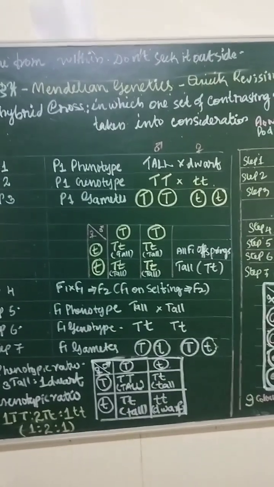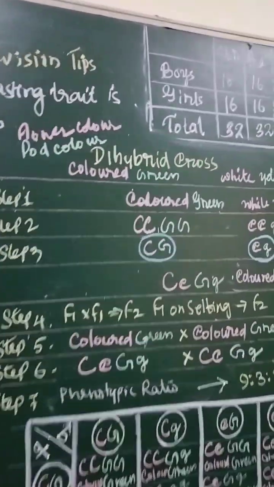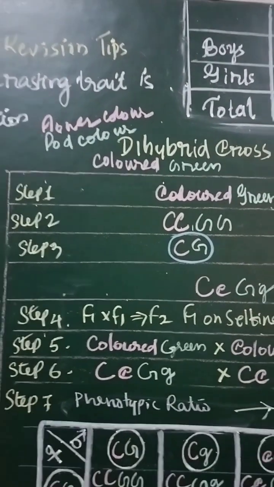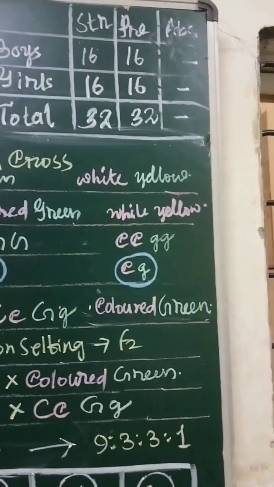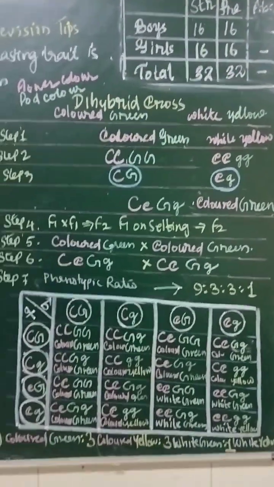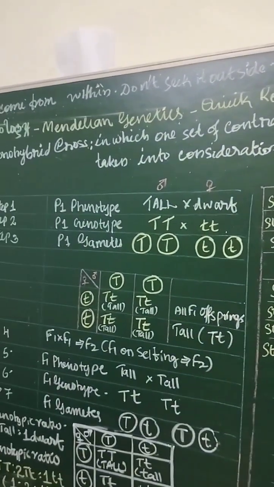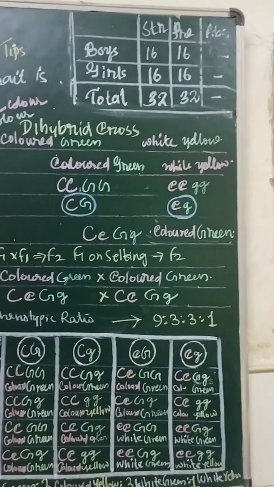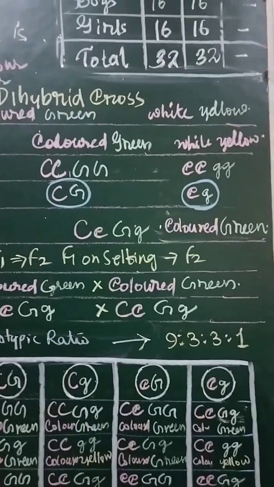Then, coming to the dihybrid cross, we will be considering any 2 sets of contrasting traits. Here we have considered pod color and flower color. The dominant traits will be taken together, that is colored green versus white yellow. Here also you can see the same steps followed: the P1 phenotype and P1 genotype, making the gametes by encircling the respective letters and making the cross for the F1 hybrid.